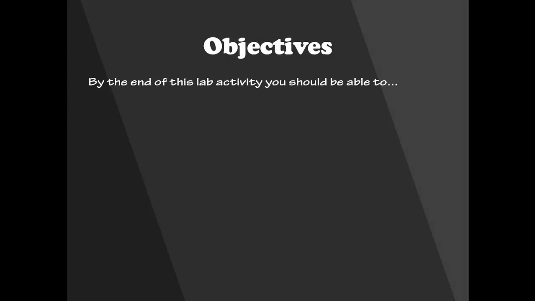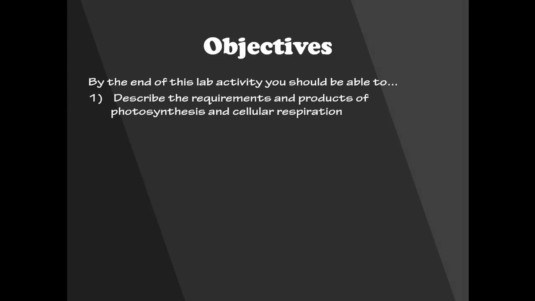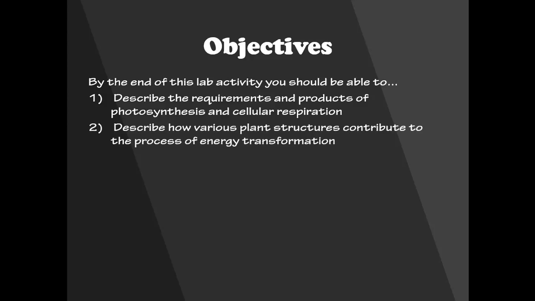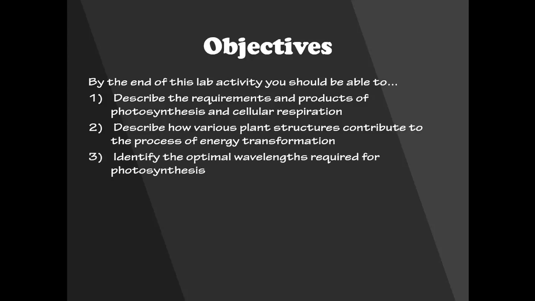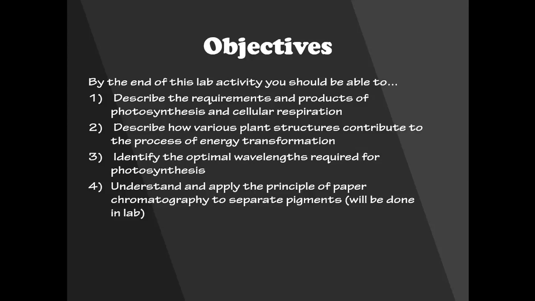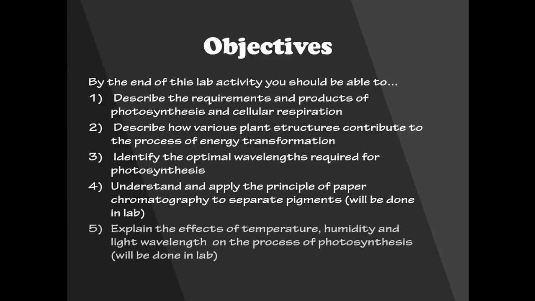Objectives. By the end of this lab activity, you should be able to describe the requirements and products of photosynthesis and cellular respiration. Describe how various plant structures contribute to the process of energy transformation. Identify the optimal wavelengths required for photosynthesis. Understand and apply the principle of paper chromatography to separate pigments. And explain the effects of temperature, humidity, and light wavelength on the process of photosynthesis.